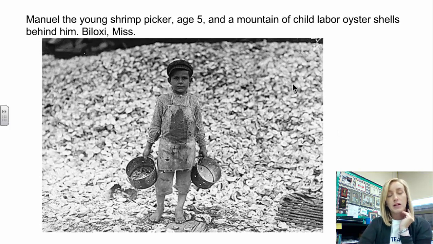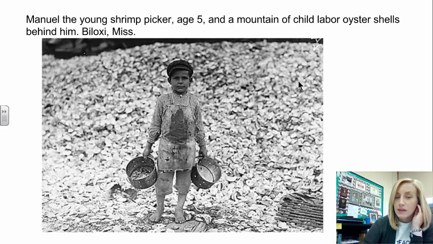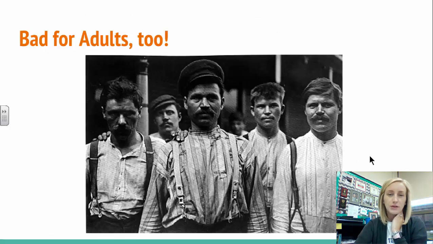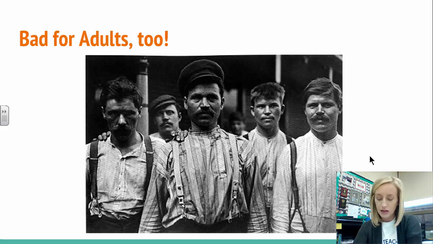So this is Manuel, a young shrimp picker. He is 5 years old. There's this mountain of oyster shells behind him, and he is a child working on picking shrimp. But here's the thing, the working conditions were bad for adults too. It was very unsanitary, so unhealthy, unclean conditions for very low and unfair wages.